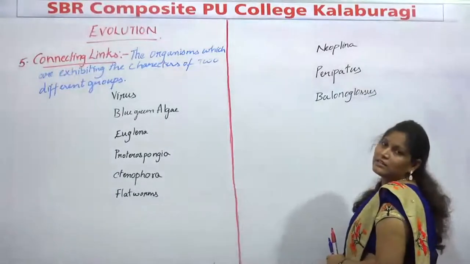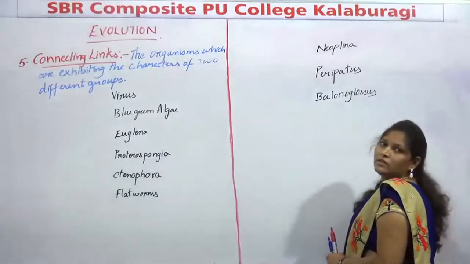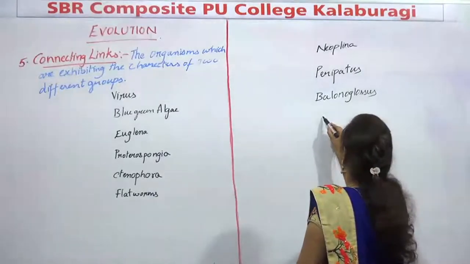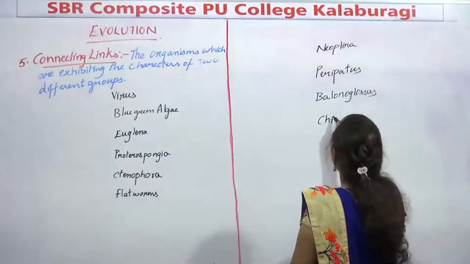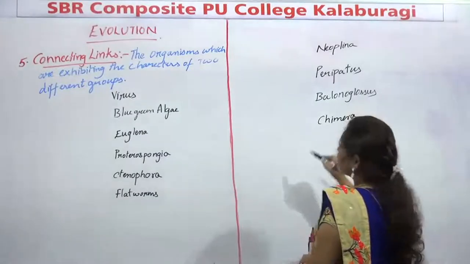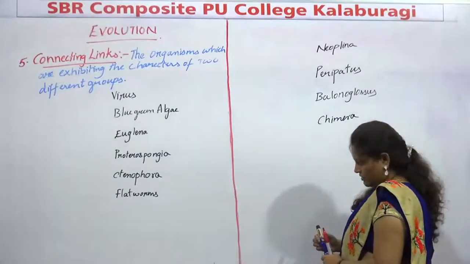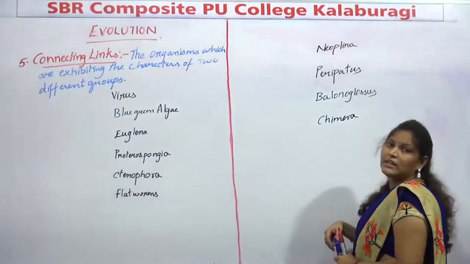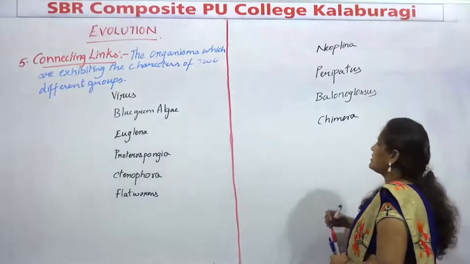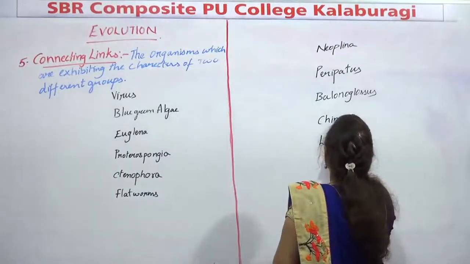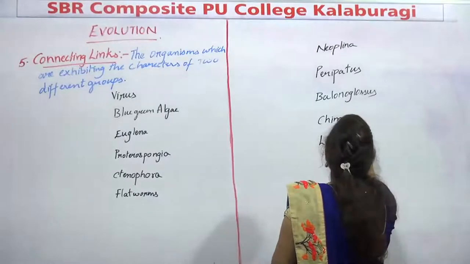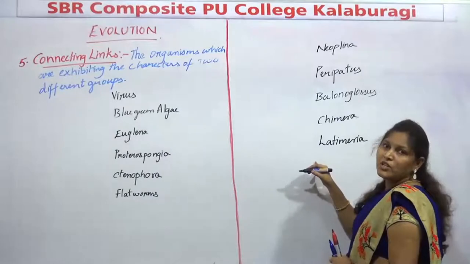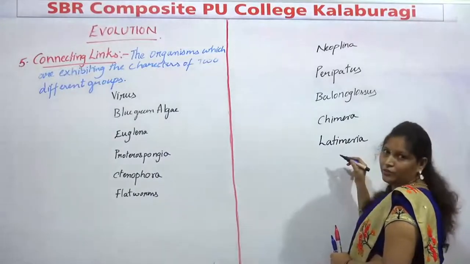Balanoglossus is the connecting link between non-chordates and chordates. Chimaera is the connecting link between chondrichthyes and osteichthyes, cartilaginous fishes and bony fishes. Latimeria. It is a connecting link between fishes and reptiles. It is a coelacanth fish.